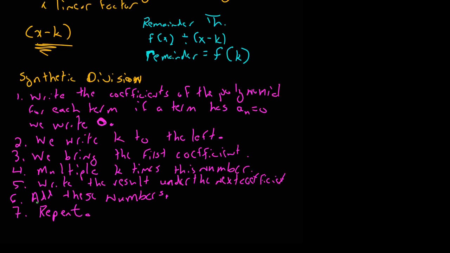The key is to watch your signs. We always get the signs odd because of this negative sign here. I'm going to do a few examples of synthetic division. It's going to help us for the thing that we do afterwards.